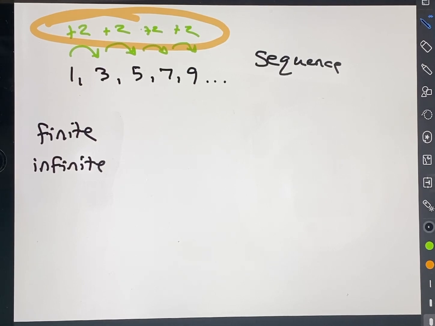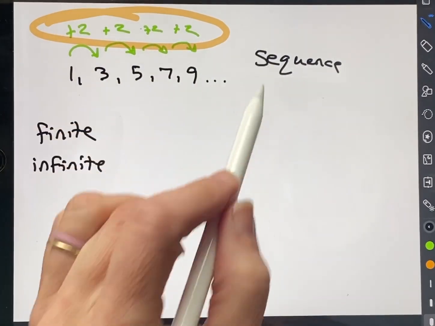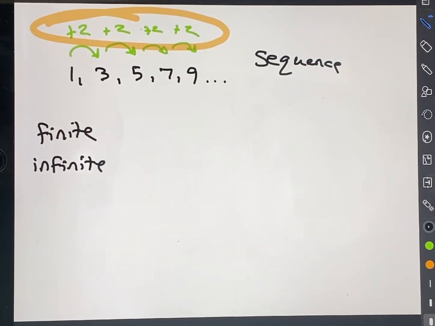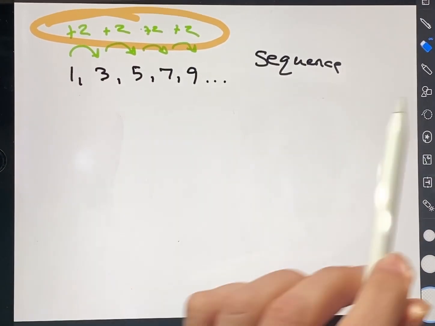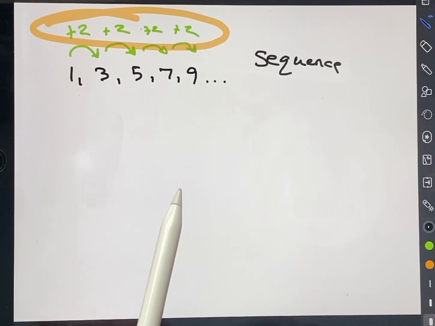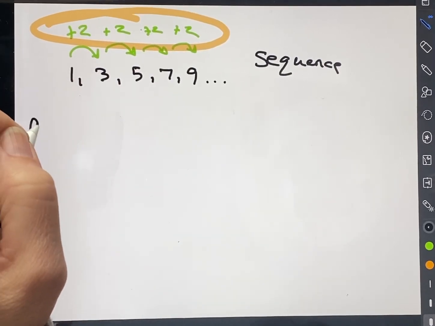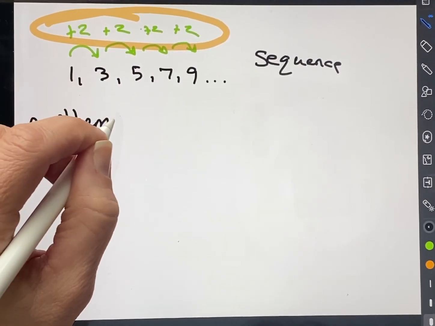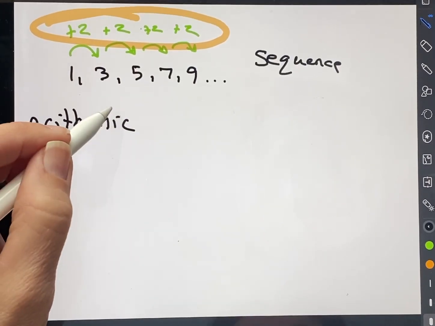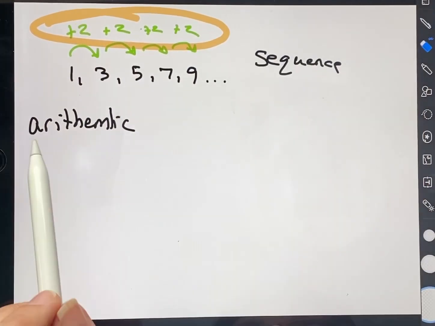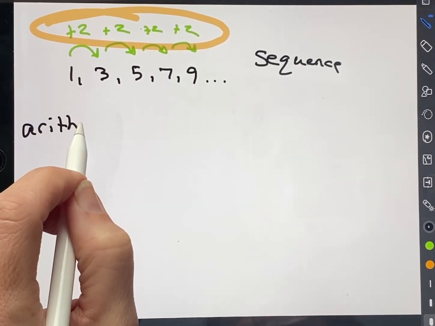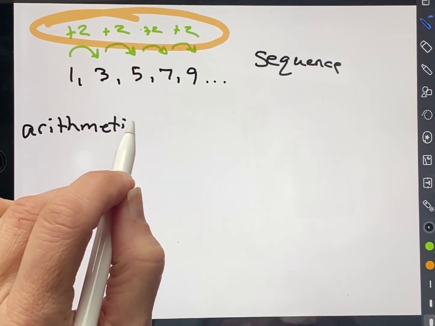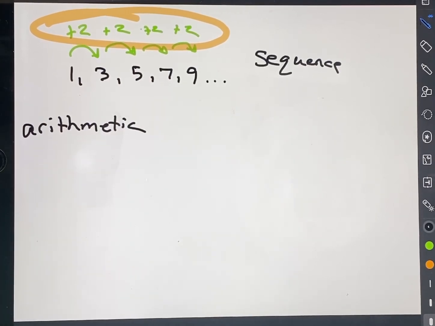Now, sequences can also be determined by how the numbers are related. If the numbers from one term to the next are related with something that is an addition or subtraction, as this one is, it is called an arithmetic sequence. I totally spelled that wrong on my thing. There we go.